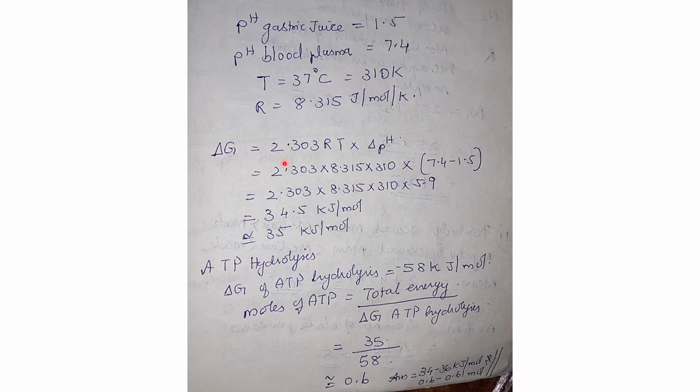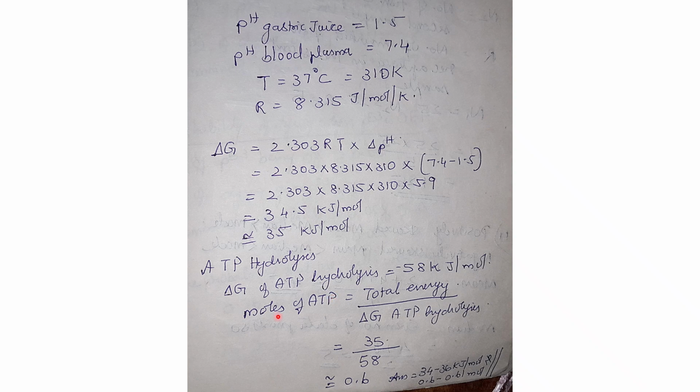You have the equation 2.303 RT into delta pH. So substitute the values and you will get approximately 35 kilojoule per mole. Now you have to calculate how much ATP is hydrolyzed for this. So delta G of ATP hydrolysis is already given, that is minus 58 kilojoule per mole.